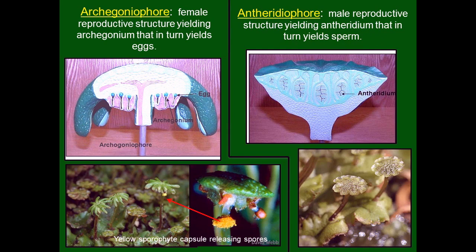So we can see a picture of these at the bottom left, we can see that yellow sporophyte capsule releasing spores after it's been fertilized. And then in the bottom right-hand picture, we can see antheridiophores. So notice they look different. The archegoniophore kind of looks like a palm tree, and the antheridiophore looks more like a fungus type object.